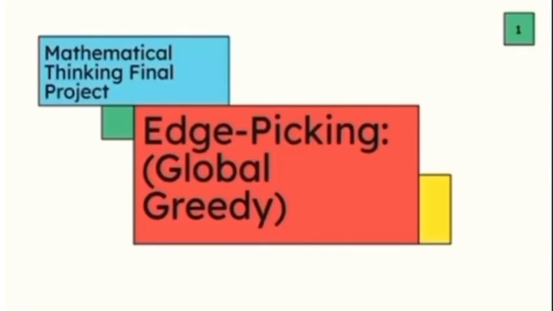And welcome to our Mathematical Thinking final project. Today we will be talking about the edge picking algorithm, also known as the global greedy algorithm. This is a type of greedy algorithm that is used to find a Hamiltonian circuit in a graph, which we'll explain more on the next slide.